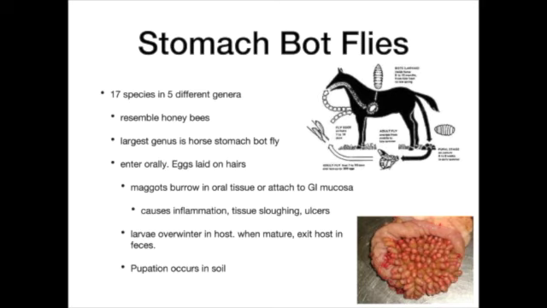The stomach botfly is found a lot in horses, and these guys look a lot like honeybees. They are the largest genus, the horse ones, and they enter the horse orally through ingestion. So somehow they will lay eggs on grass material, often also on feces, and they enter orally. The eggs are sometimes laid on hairs, and they can lay them on the grasses.